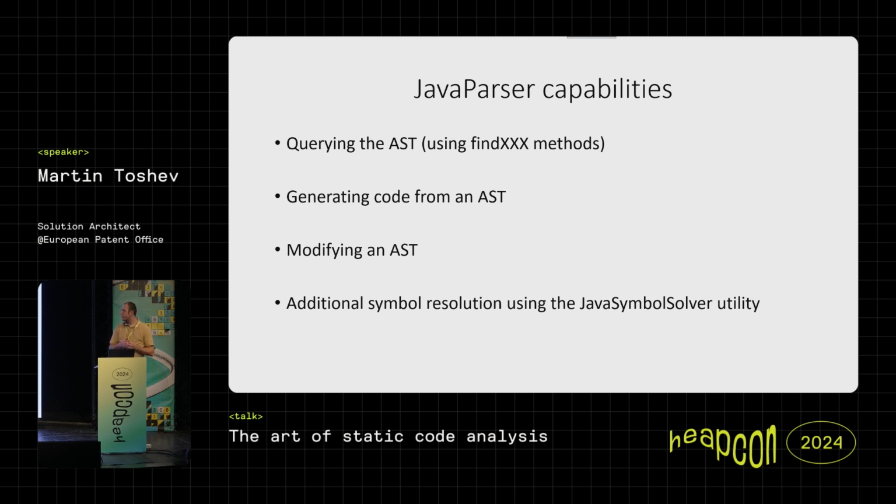It also provides a way to modify the generated AST. And it also provides additional capabilities like, for example, more enhanced symbol resolution. So it's not sufficient only to see that we have an expression like x multiplied by 10, but you want to get more information about x. What type of variable is that? Is it a static variable? Is it a local method variable? And things like that. This is some additional symbol resolution that's provided by the library out of the box.